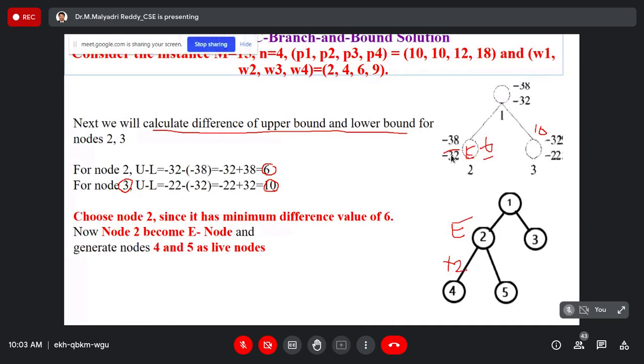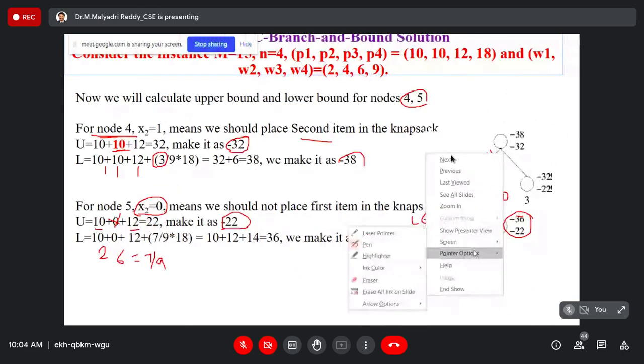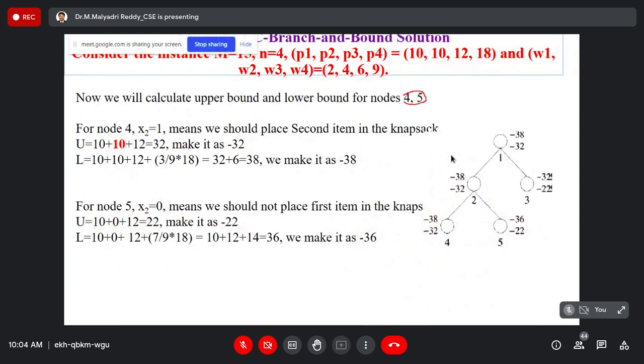That is x2 is equal to 1 and x2 is equal to 0. So now 4 and 5 are the live nodes. Next you have to calculate the boundary functions for 4 and 5. We are excluding x2 here, when going to the 5th node we exclude x2. x2 is equal to 1, x2 is equal to 0.